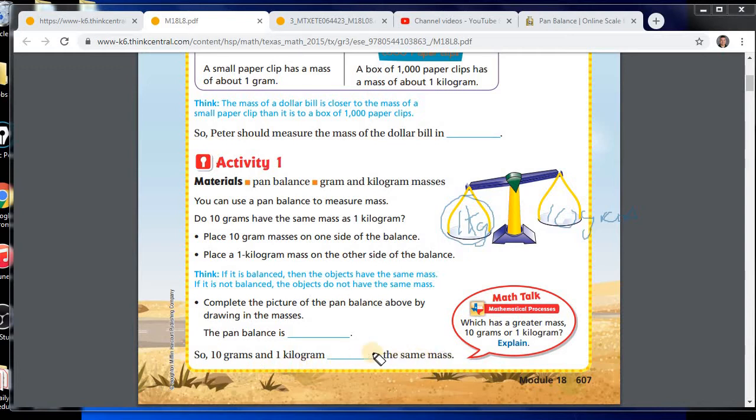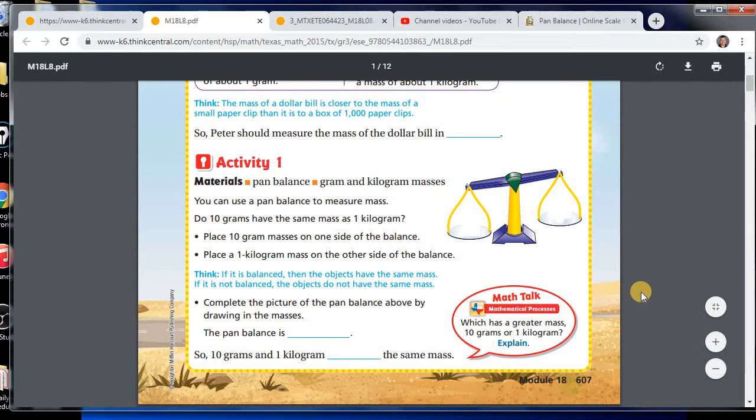They do not have the same mass, because we know it takes 1,000 grams to make 1 kilogram. In order for them to have the same mass, this pan balance has to be balanced. So we're going to go through the activities where you would need a scale.